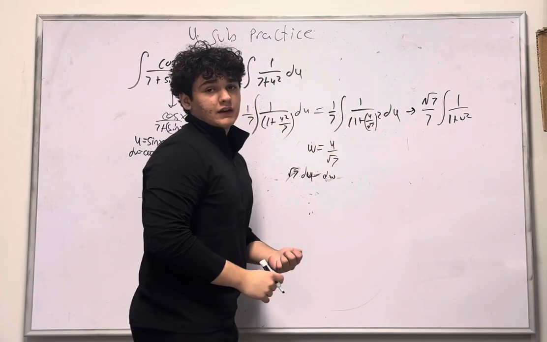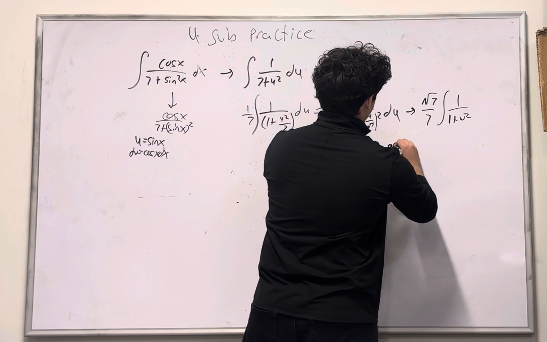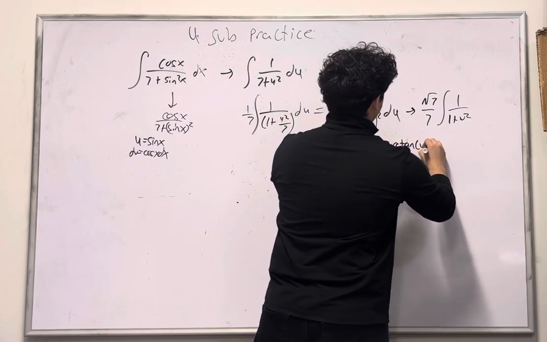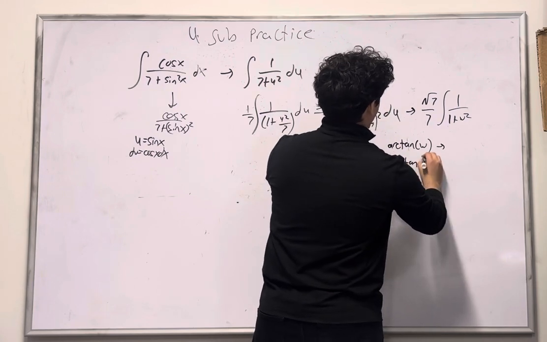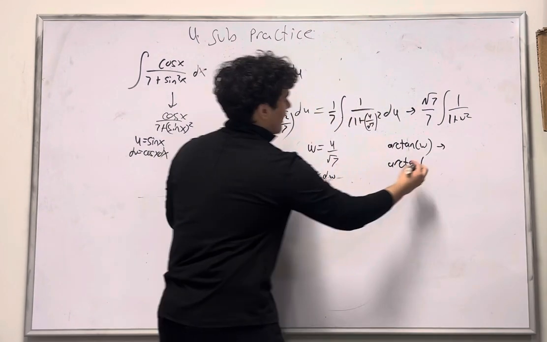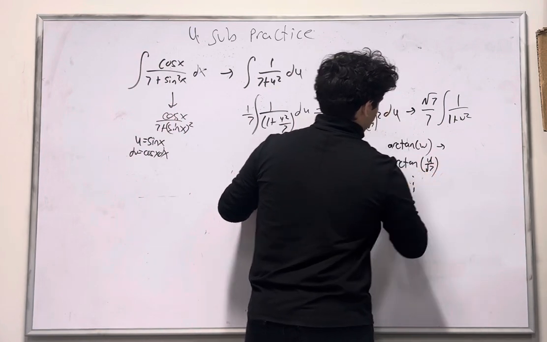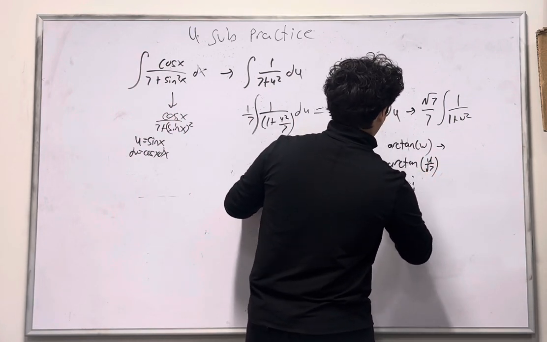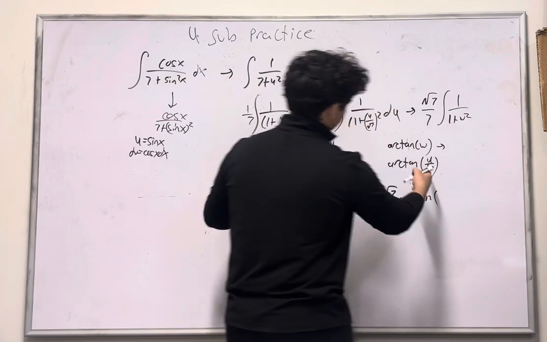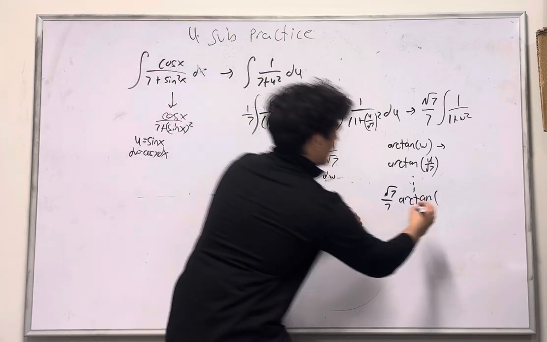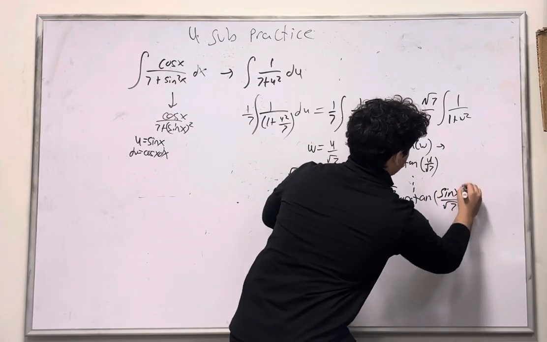Now we can take our integral, which will give us arctan of w, which is just arctan of u over rad 7, which is just rad 7 over 7 arctan, and then u is sine x, over rad 7 plus c.